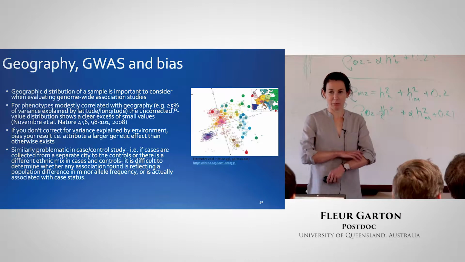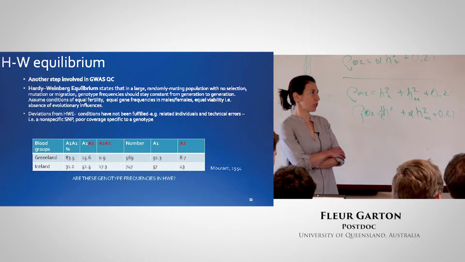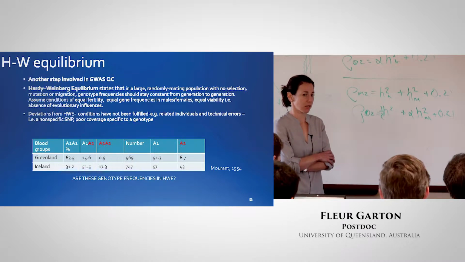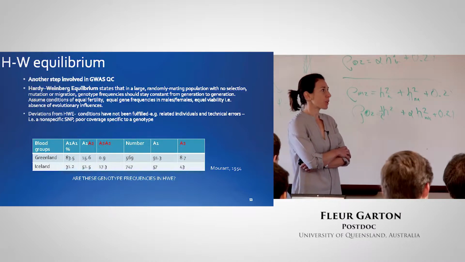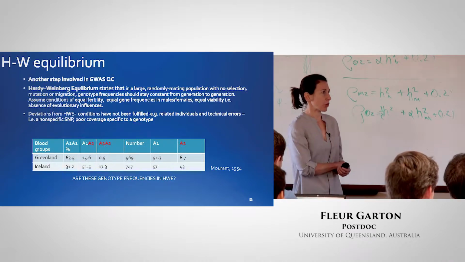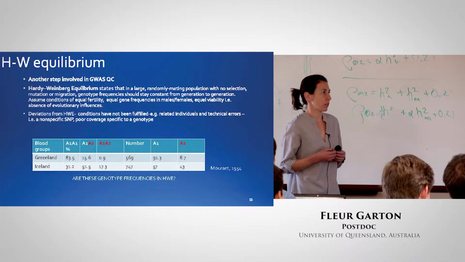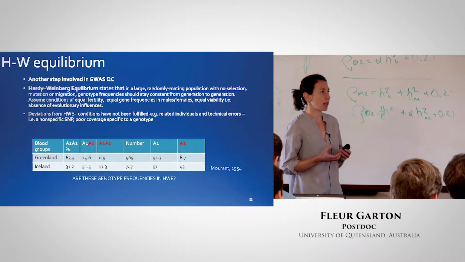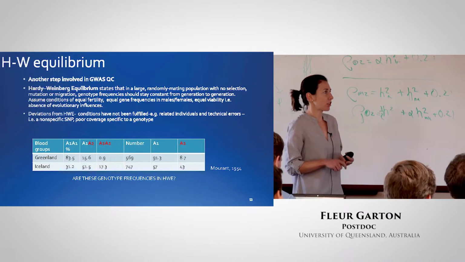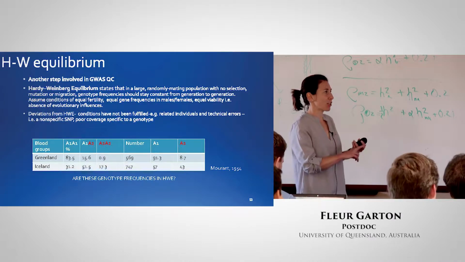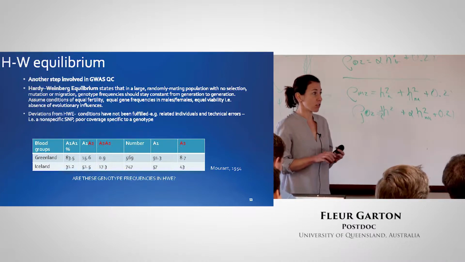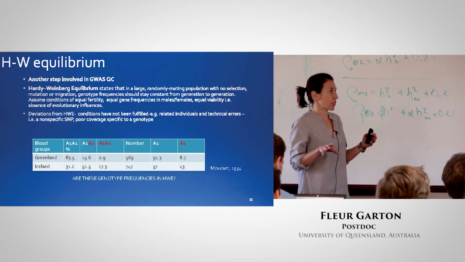All right, so one other process that we typically use in GWAS QC, and I think there's also going to be another lecture about this, but I'll introduce Hardy-Weinberg equilibrium. So this particular theorem states that in a large randomly mating population with no selection, no mutations, no migration, genotype frequencies should generally stay constant from generation to generation.